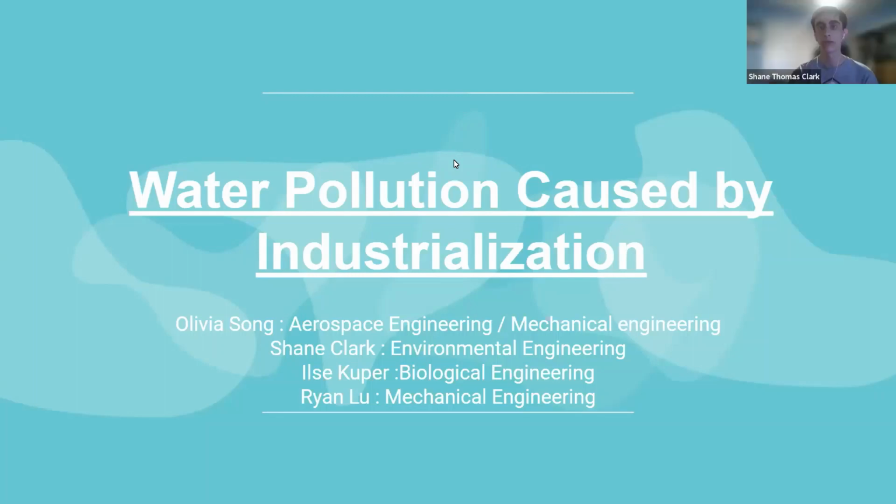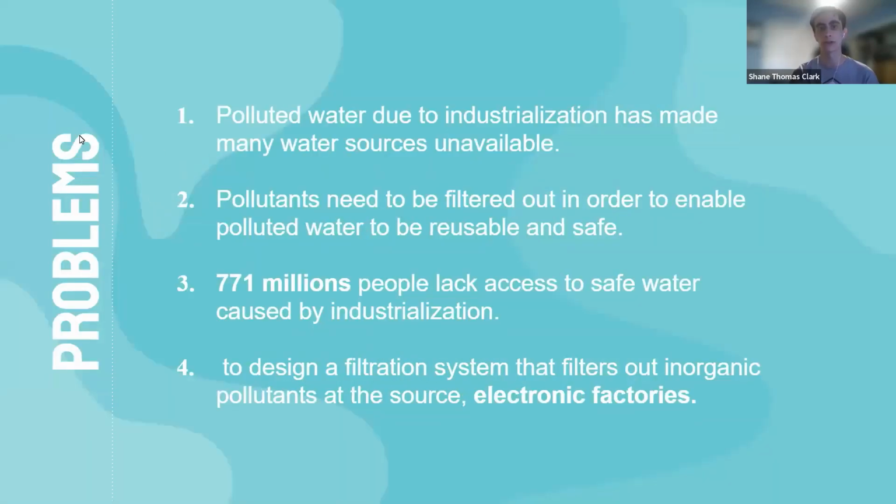So when we were first looking into this issue, one of the first things we found was that 771 million people lack access to clean drinking water, which is nearly 1/10 of the global population. So we want to try and reduce this number by reducing pollution caused by factories. And to do this, we want to prevent it at the source. And specifically, we chose to prevent pollution caused by the electronics industry.